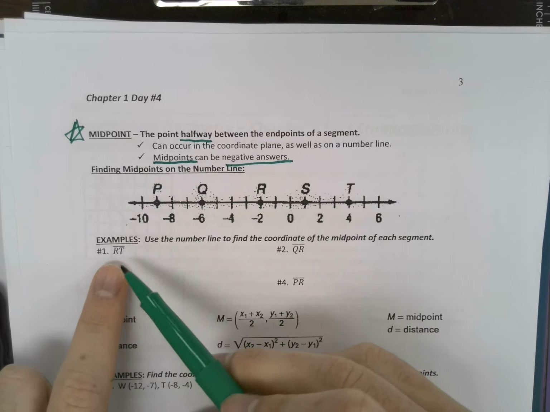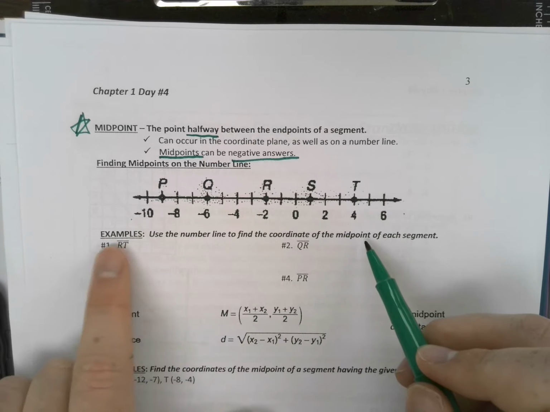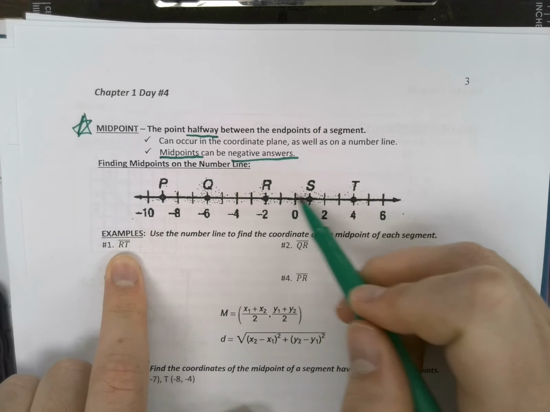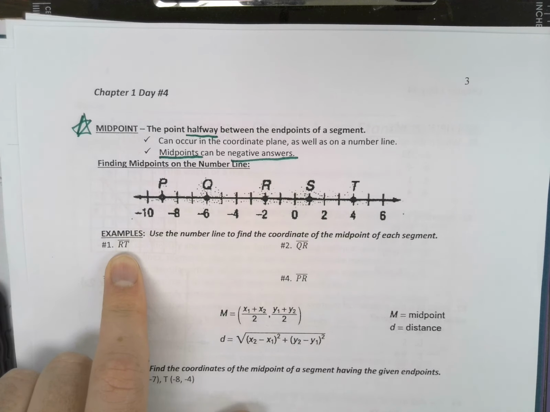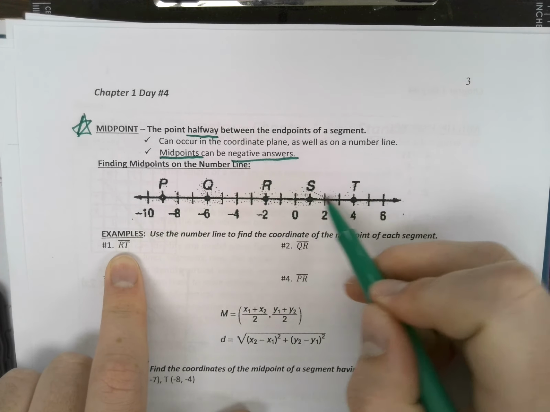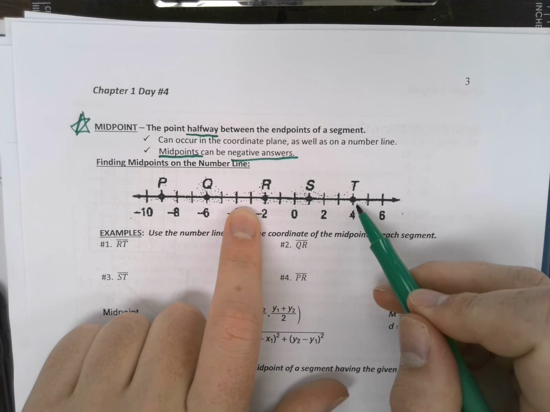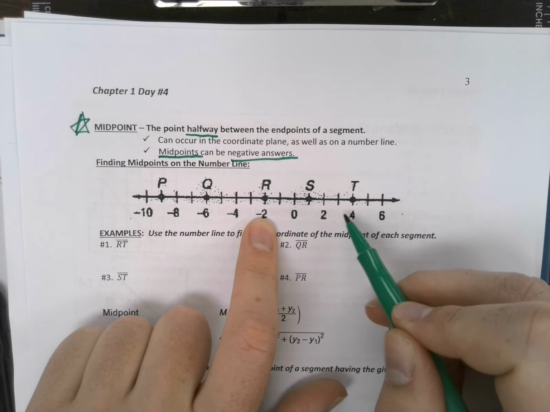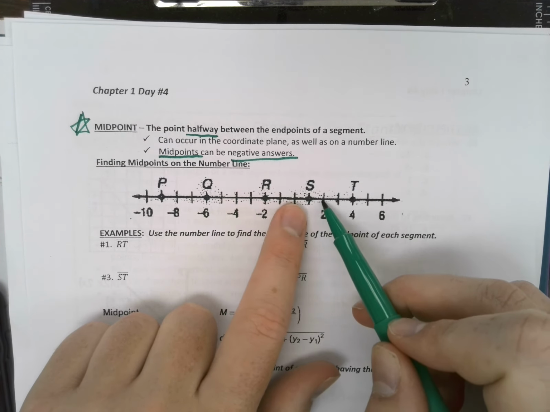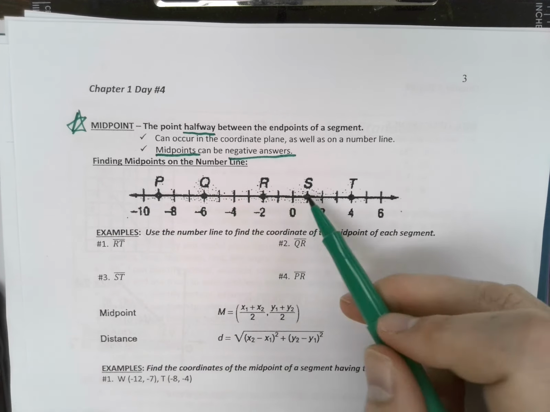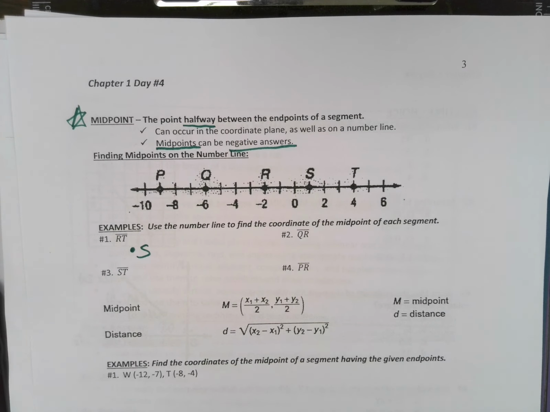So for example, on RT, we're going to use this number line to find the coordinate of the midpoint. So for RT, we're looking at this segment right here. What point, or value if there is no point there, would be the midpoint of RT? So RT is 6 spaces long, -2 to 4. So it should fall 3 spaces in on both sides. 1, 2, boom, 3. We're talking point S would be that.